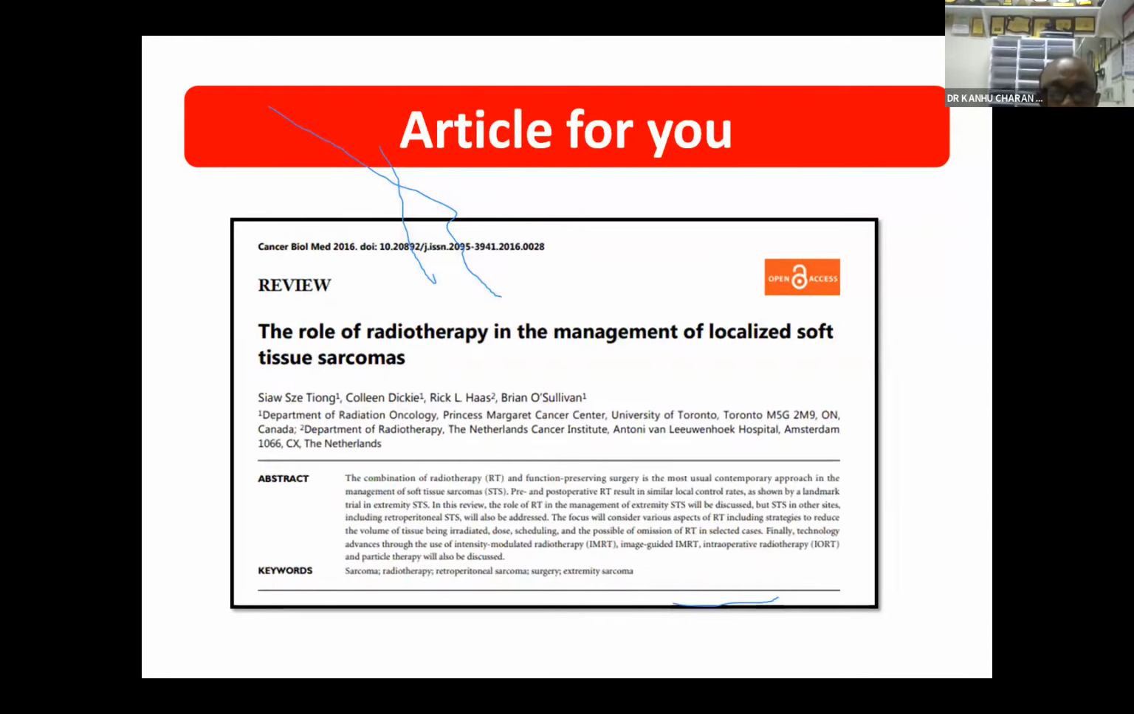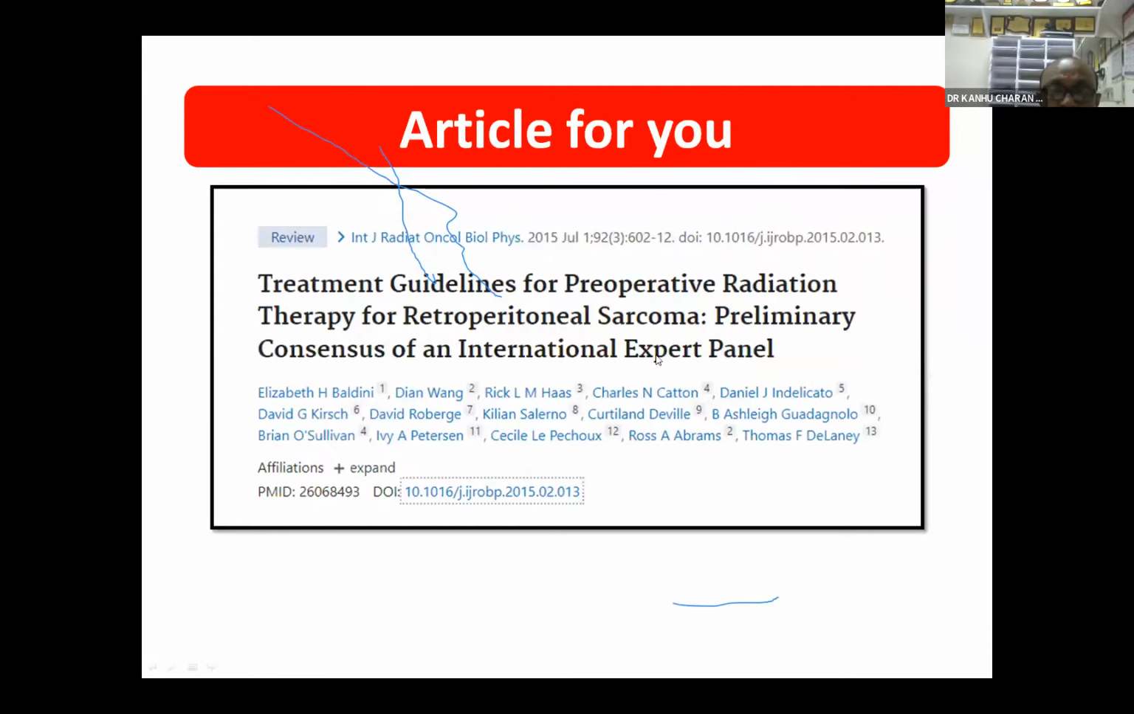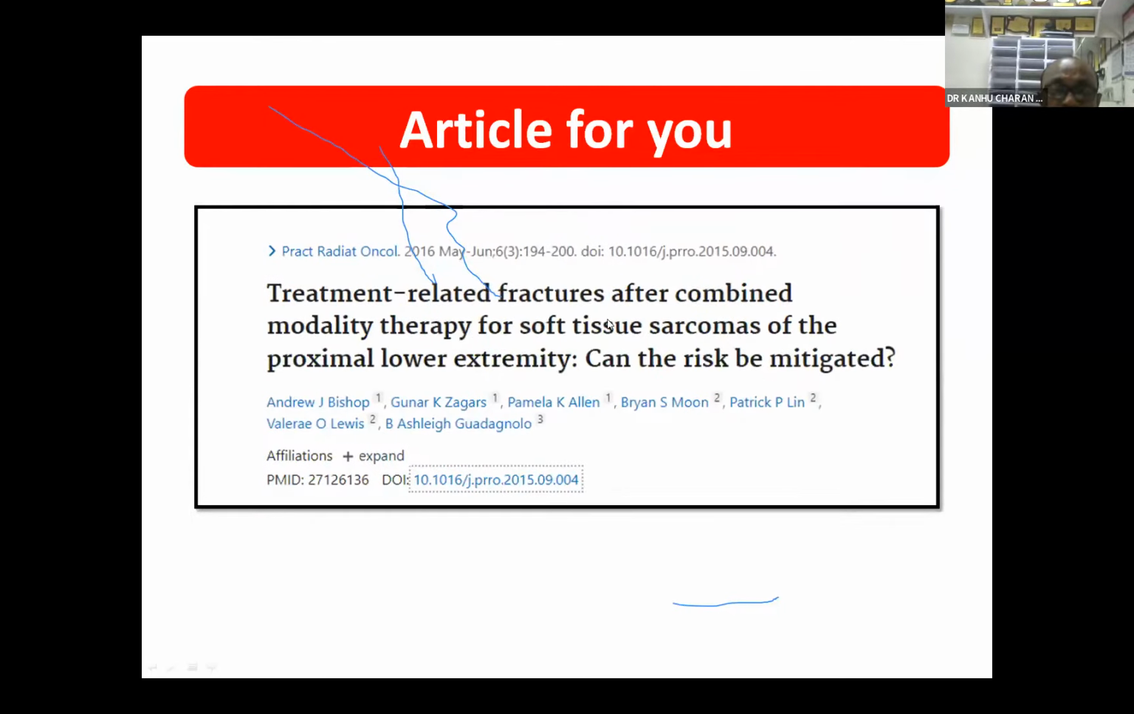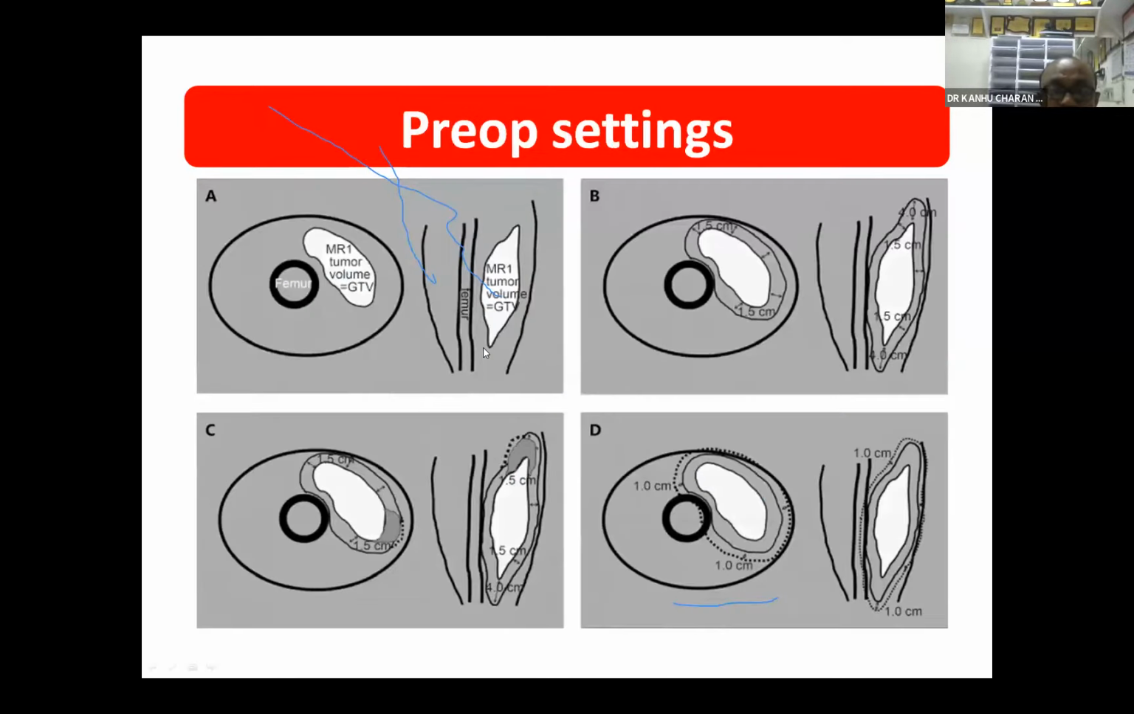If you are going to do these things, study these various articles for the contouring guidelines. You can go to the e-contour also. You can go for the retroperitoneal sarcoma guidelines. These are for how to decrease fractures, and the relationship between length, volume, and bone fracture. These are the various good articles.